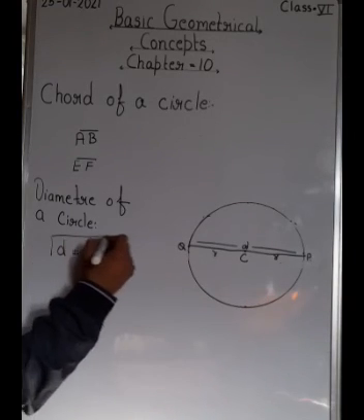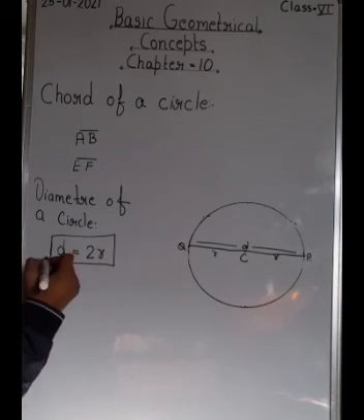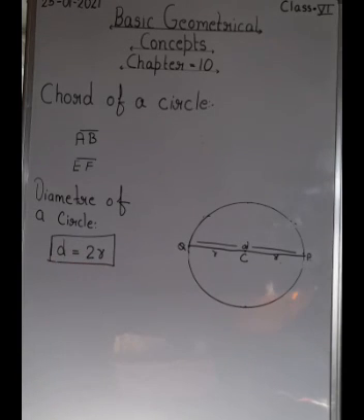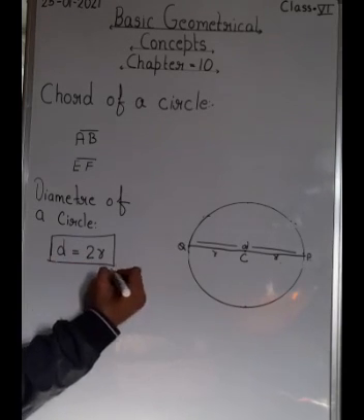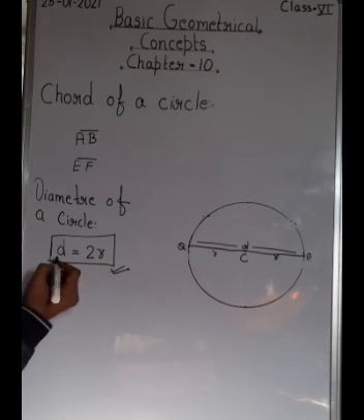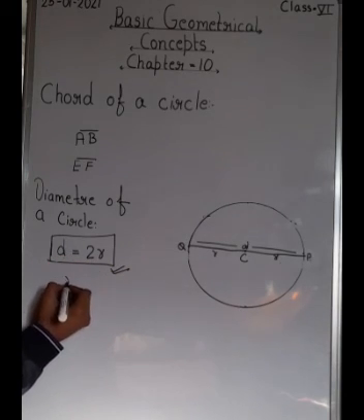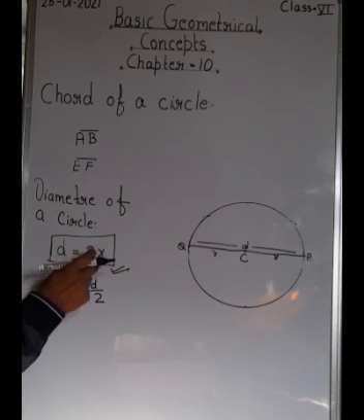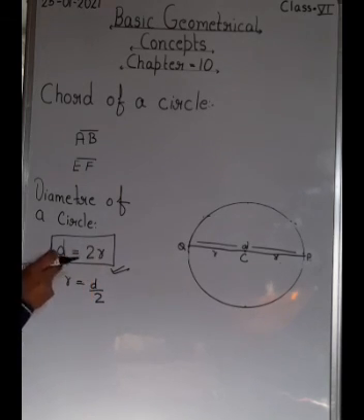So this is the relationship between the diameter of a circle and the radius. Twice the radius is equal to the diameter. Clear? This relationship is very important. You can find the value of R from it, like R is equal to D by 2. Or if they have given you D, you can find R, and if they have given you R, you can find the diameter of a circle.